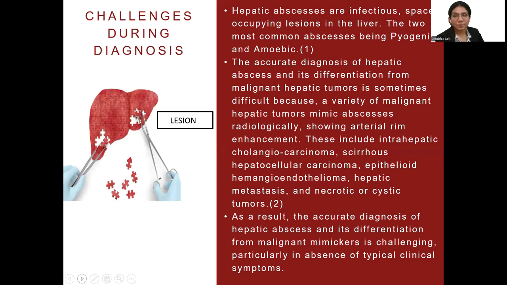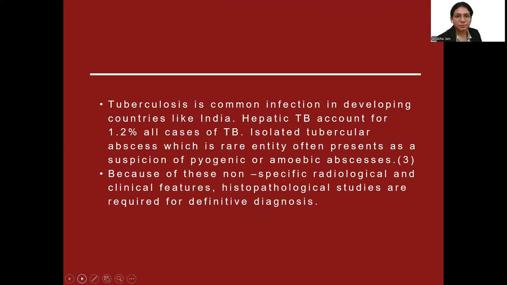Challenges during diagnosis. Hepatic abscesses, as we all know, are infectious space-occupying lesions in the liver, the two most common being pyogenic and amoebic. The accurate diagnosis of hepatic abscess and its differentiation from malignant hepatic tumor is sometimes difficult because a variety of malignant hepatic tumors mimic abscess radiologically, showing arterial rim enhancement. These include intrahepatic cholangiocarcinoma, serous hepatocellular carcinoma, and other hepatic mets. As a result, the accurate diagnosis is challenging, particularly in the absence of a typical clinical symptom.